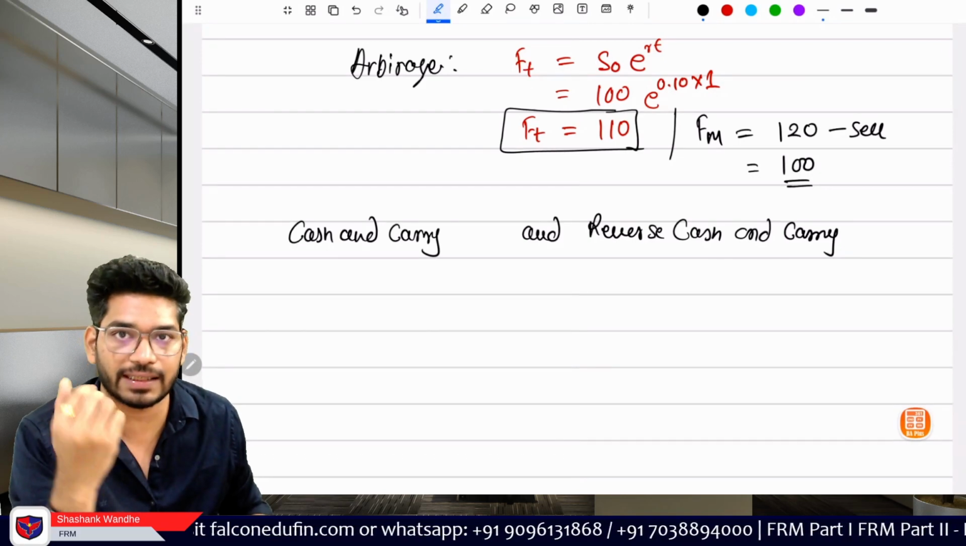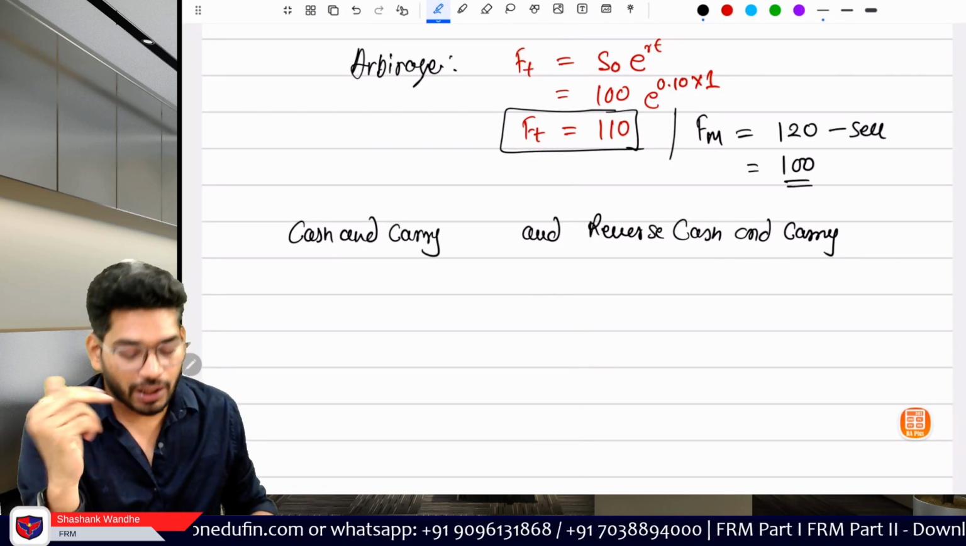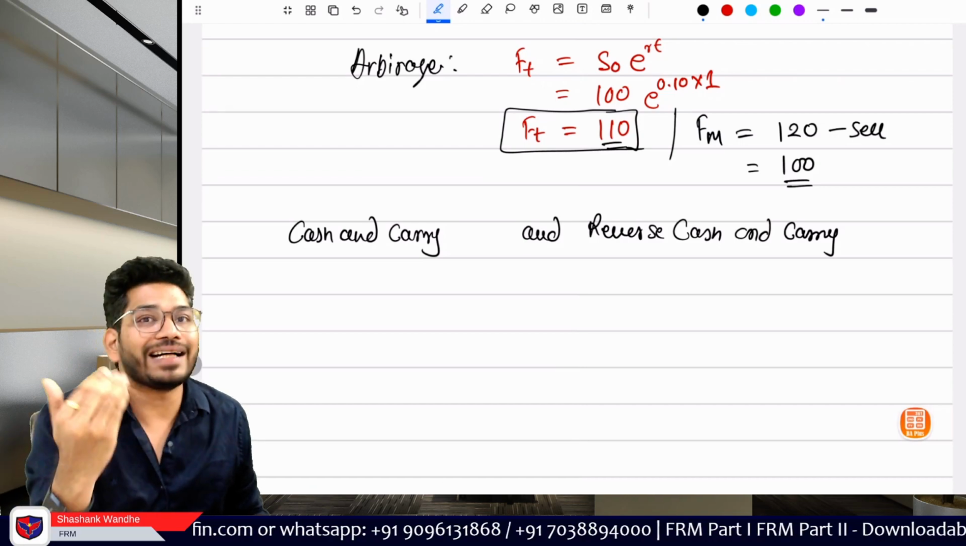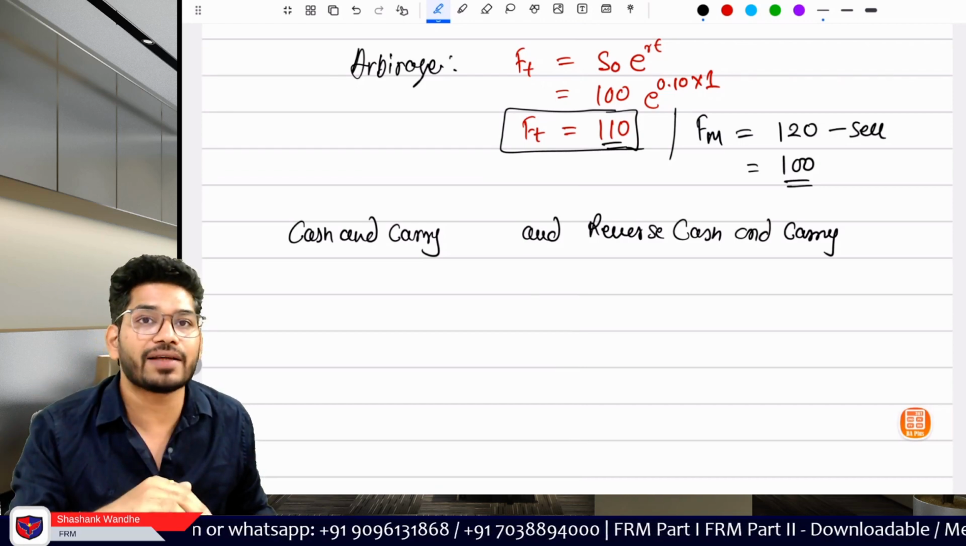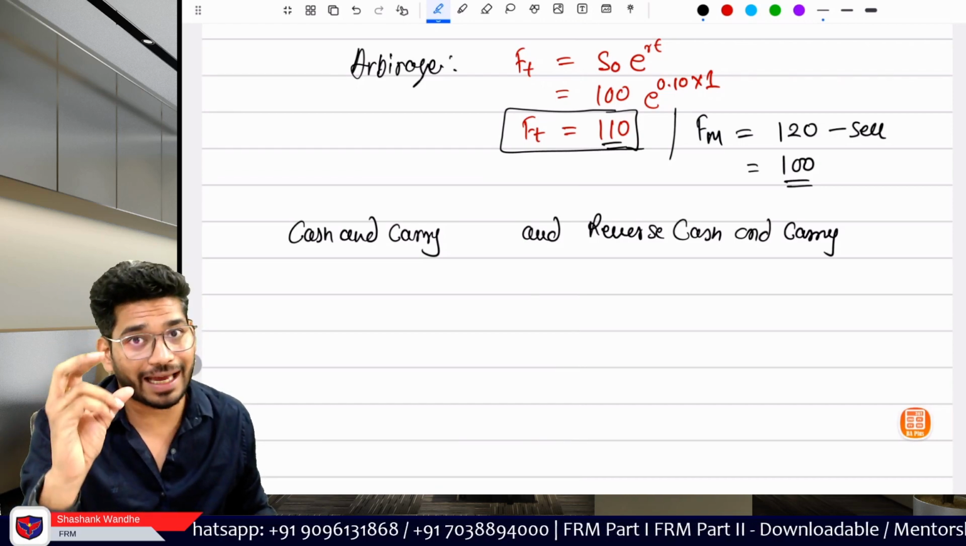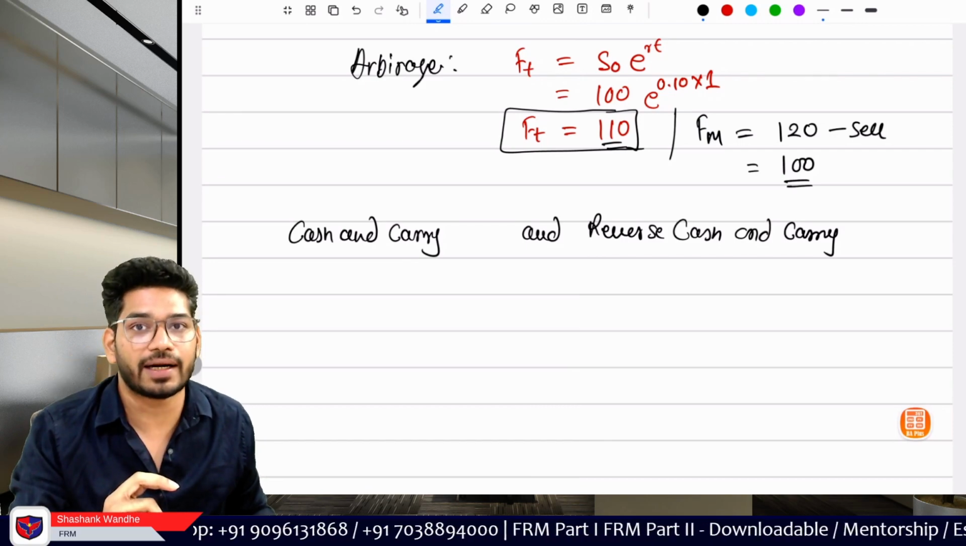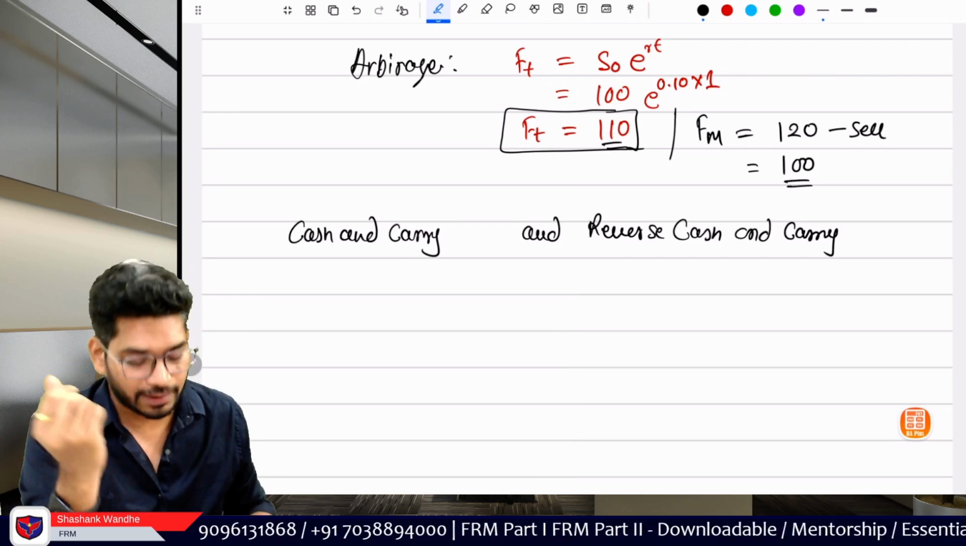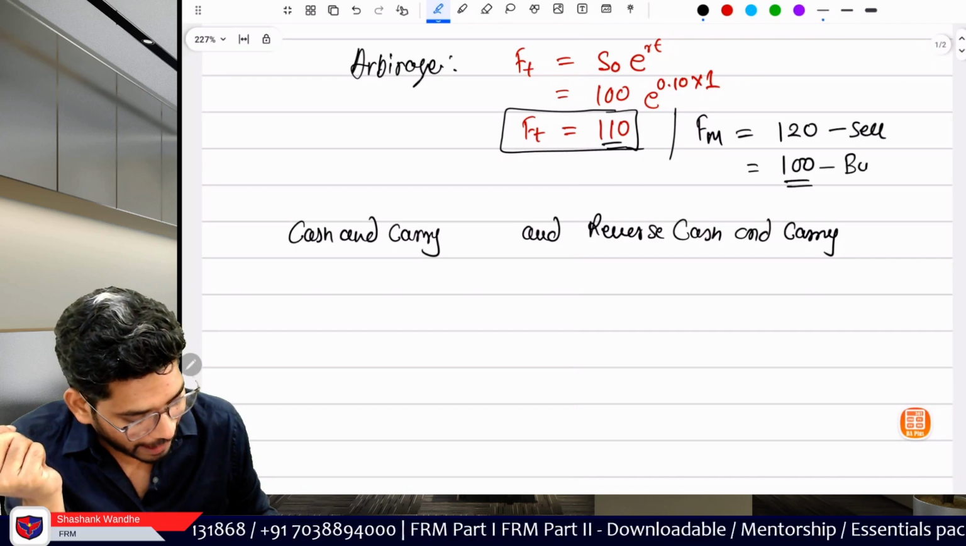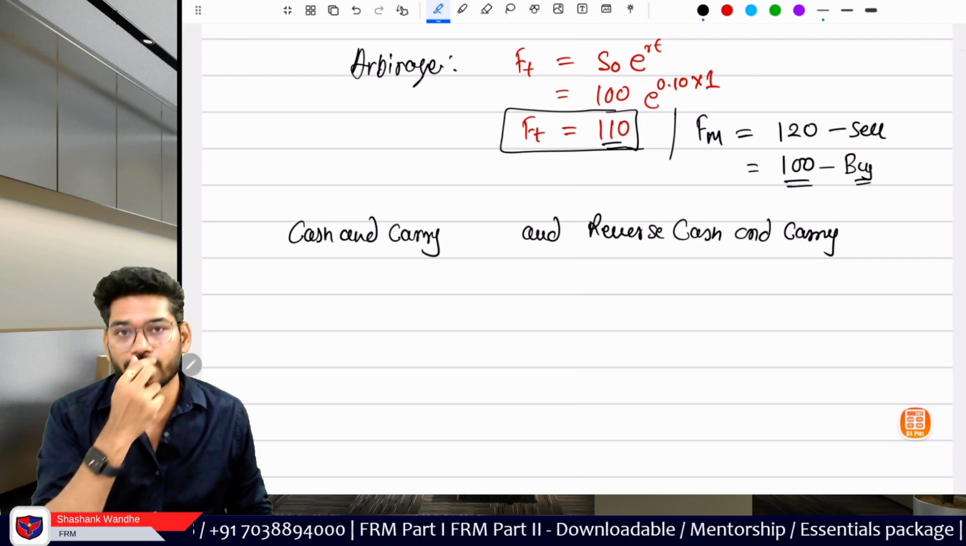If FM is trading at 100, that is, the actual market price of this future is 100, then as per your calculation you think the price should be 110, but in the market it is trading at 100. As per your calculations, 110, in the market 100. So you should be buying it, right? So you buy it. You buy futures in this case.